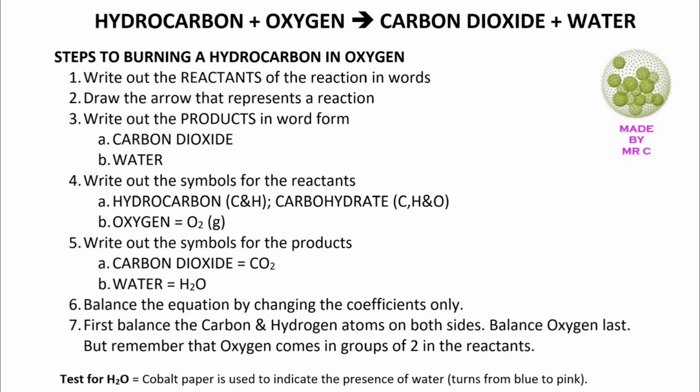Then we write out the symbols for the products. Carbon dioxide is CO2, and that will also be a gas. And water will be H2O, and in this case, water will also be a gas. It will be water vapor.